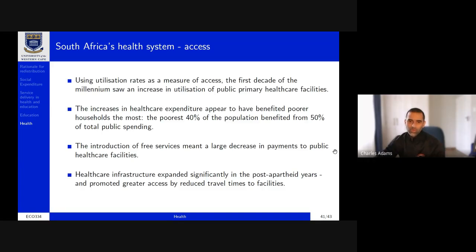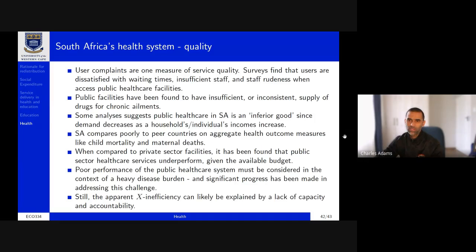Infrastructure expanded significantly over the post-apartheid years. Again, this promoted greater access and reduced travel time to facilities. Of course, getting to a facility is one thing, then one has to consider the wait time there as well, which is significant and gets reported in surveys. Using user complaints as a measure, it does appear that the quality is not rated very highly. Surveys find that users are dissatisfied with waiting times, that facilities are understaffed, that staff are not well equipped in terms of service provision, not well trained, can be abrupt, and even just incompetent at times.